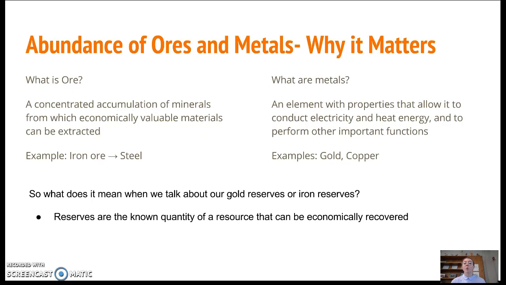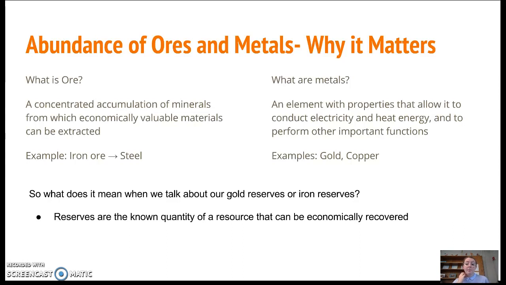So we're going to look now at the abundance of ores and metals, and we'll talk about what ores are and what metals are. So ore is a concentrated accumulation of minerals from which economically valuable materials can be extracted. Perfect example of this, iron ore. Iron ore is mined and later turned into steel. So steel is very valuable, so you can see why this one might be important.